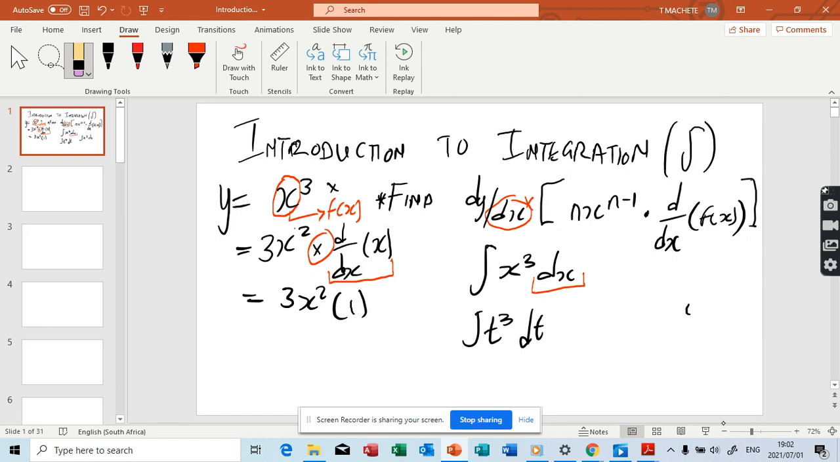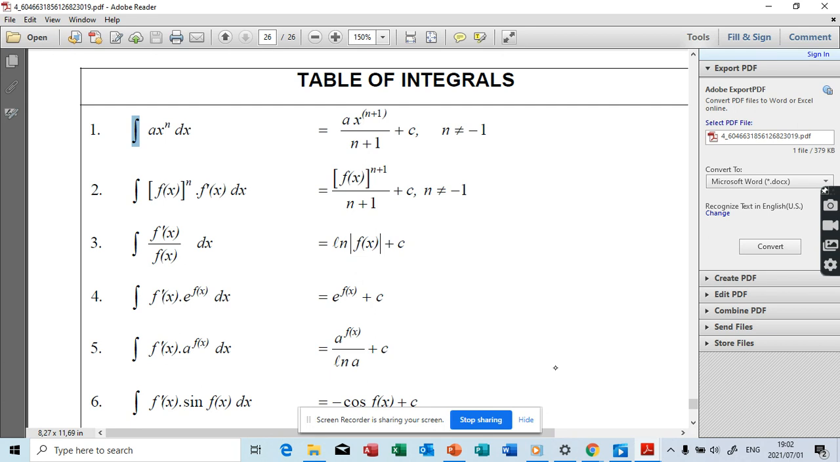So now, guys, here we're gonna apply this formula. Let's just do number one. Let me just take you to formula number one. Do you see formula number one, guys? This is the standard. This is the basic. This is where you start.